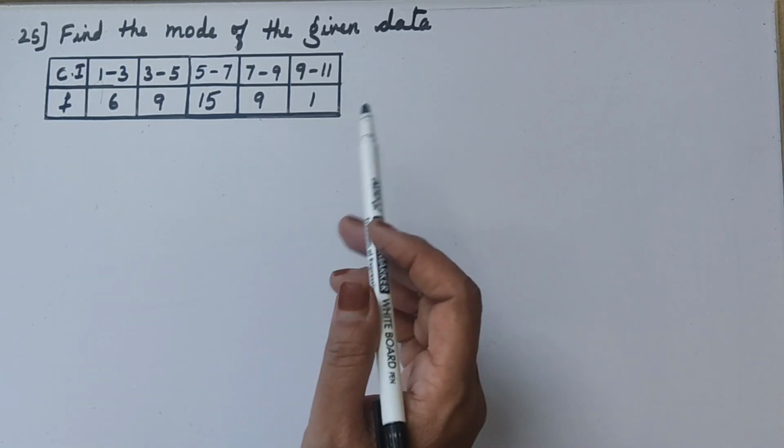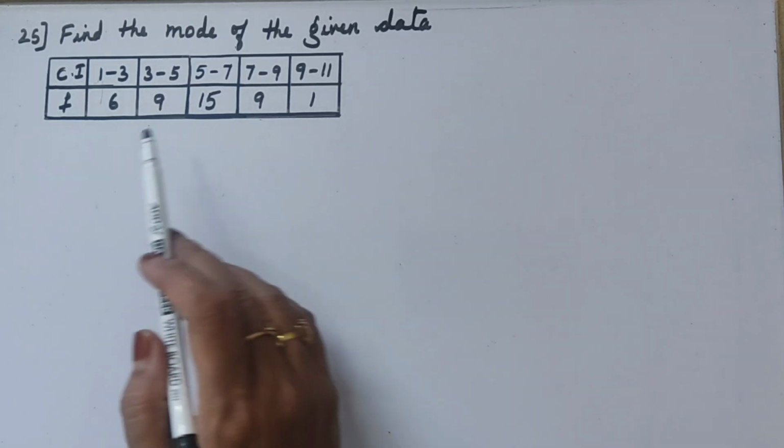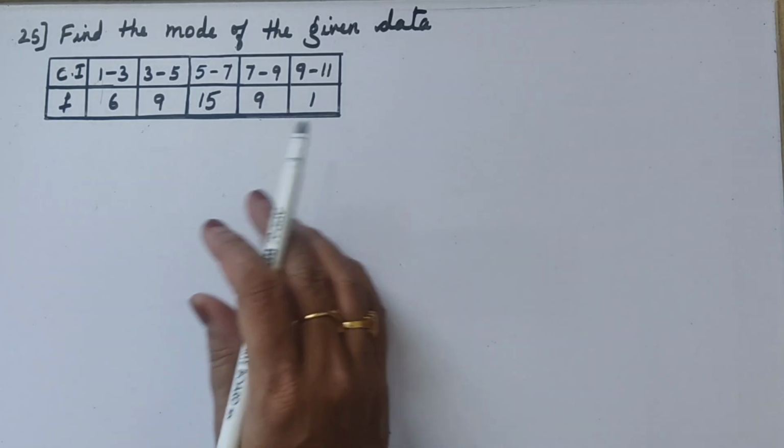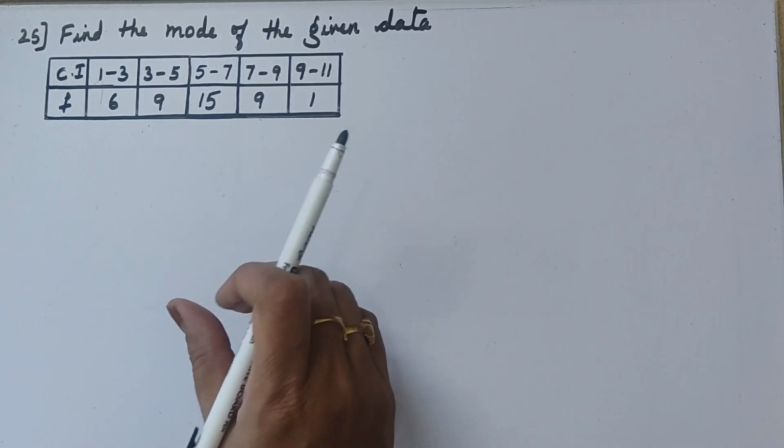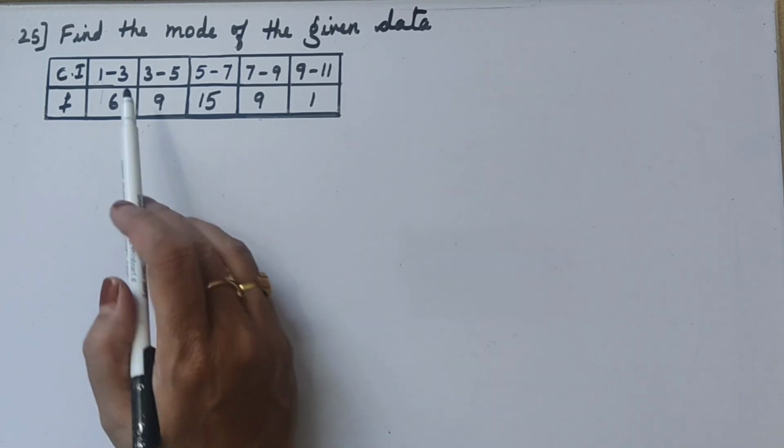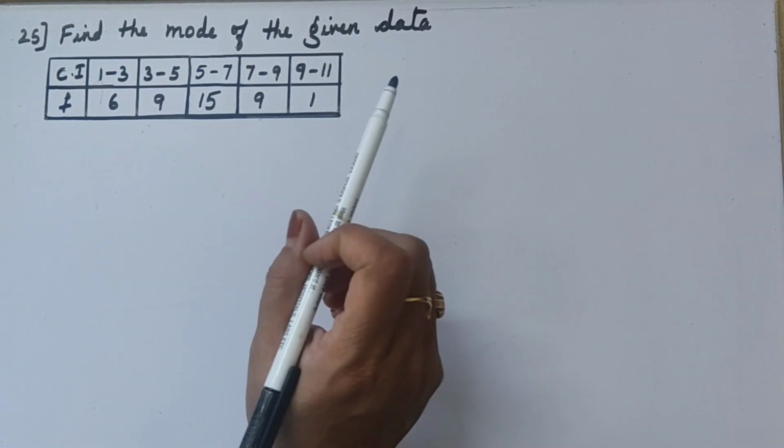I've already done 1 to 24 sums. Now this is the 25th sum. Whatever I'm going to do today are all 3 mark questions. Now find the mode of the given data.